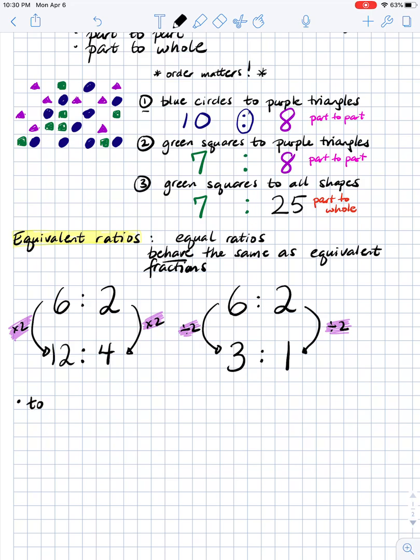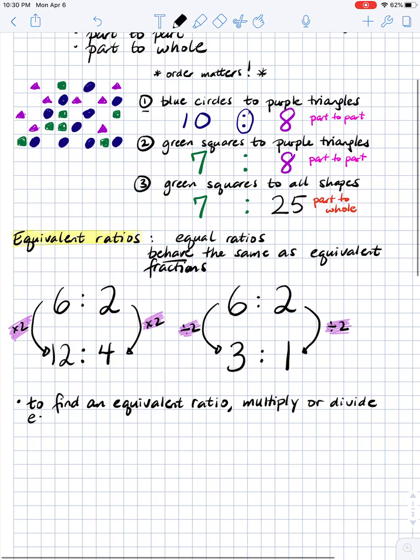So to find an equivalent ratio, multiply, and this is where it behaves very similarly to an equivalent fraction, or divide each number, or each side of the ratio, I should say, by the same number.